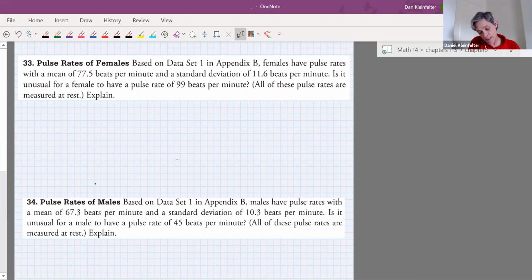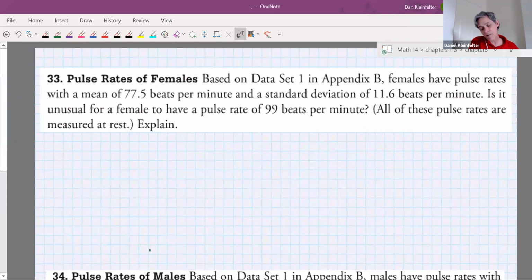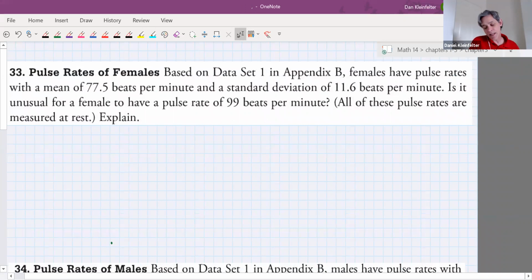So here it says, based on data set 1 in Appendix B, females have pulse rates with a mean of 77.5 beats per minute and a standard deviation of 11.6 beats per minute. We want to know if it's unusual for a female to have a pulse rate of 99 beats per minute. What they mean by unusual is rare, okay? And so we're going to do that by figuring out whether or not that 99 beats per minute lies within 2 standard deviations of the mean.